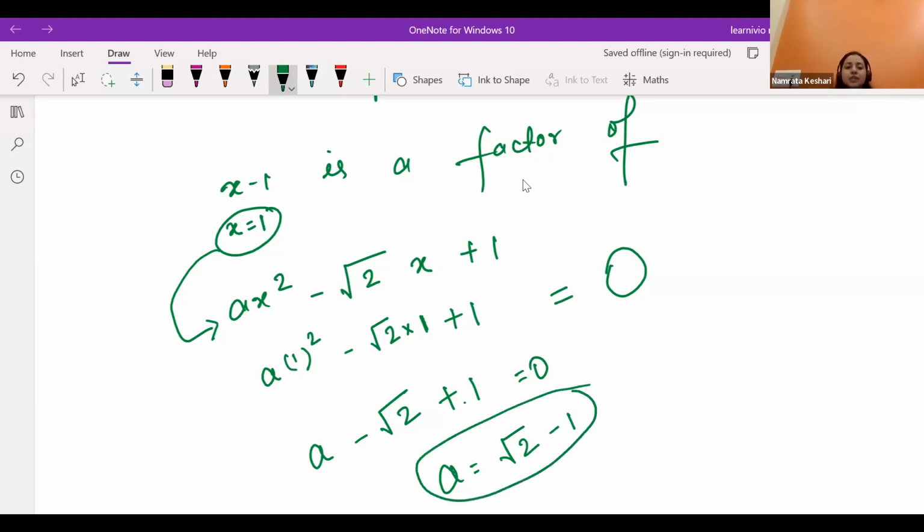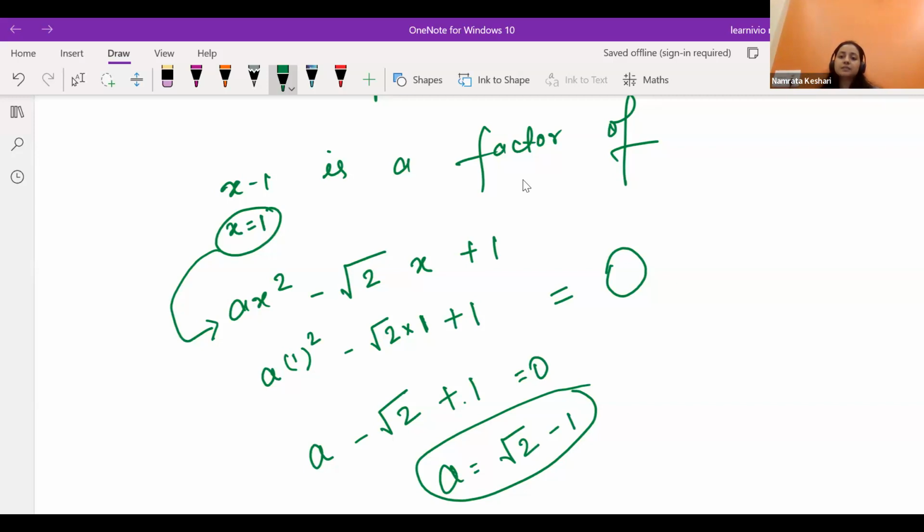Ma'am, this is the value of a. How will we check it? Whatever polynomial is given, take out the x value from here, substitute it in the given polynomial, the other polynomial, and check whether the result is coming out as 0 or not. That's how we will check whether it's a factor or not. And if it is already given in the question that it's a factor, then we will take the value, substitute it, and write equals to 0 by ourselves because we know it's a factor.